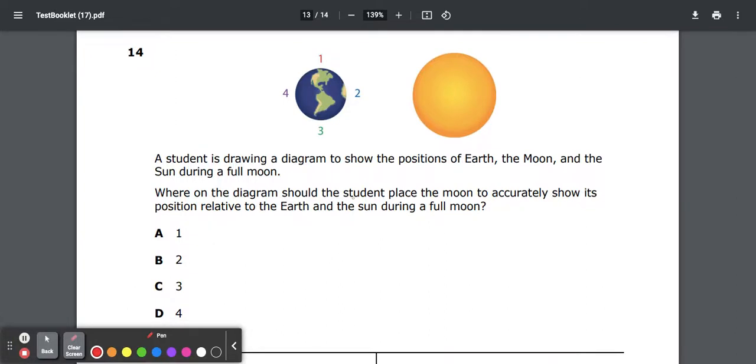14. A student is drawing a diagram to show the positions of the Earth, the Moon, and the Sun during a full moon. Where on the diagram should the student place the moon that accurately shows its position relative to the Earth and the Sun during a full moon? So I am looking for a full moon. I always tell you to look for the one that is closest to the sun first. So that would be 2, and I know that would be a new moon. So super easy. If this one's a new moon, then this one is going to be a full moon. So my answer should have been 4.